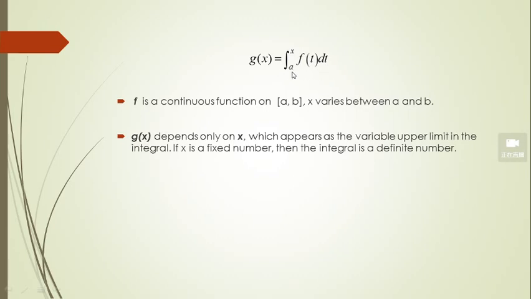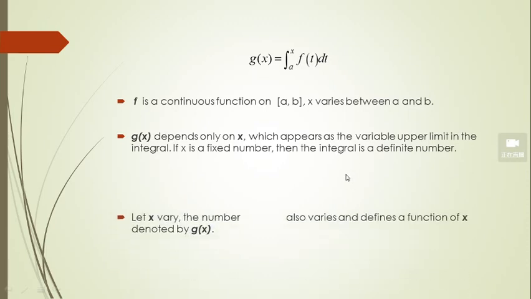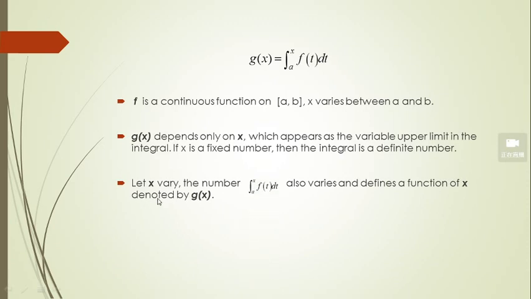What does this number mean? This number is the area under the function f(t) from a to the fixed upper bound. Make sense? So in that way, the function value can be figured out. If you give a specific value for x, the value of g is decided. So we let x vary, we let x change, then this number will also change. This definite integral changes as x changes, and it defines a function of x, which we denote by g(x).